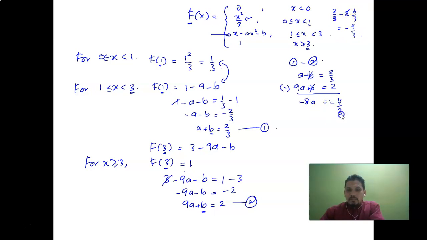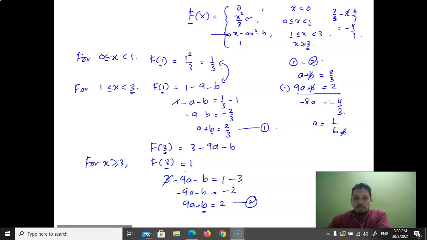Negative 4 over 3. Okay, so divide by negative 8 left and right, and that gives you a equal to 4 over 3. Okay, negative 8a equal to negative 4 over 3, and a equal to 1 over 6. Okay, you may try this here. So when a is 1 over 6, you may substitute this either into equation 1 or equation 2. It's all up to you then.